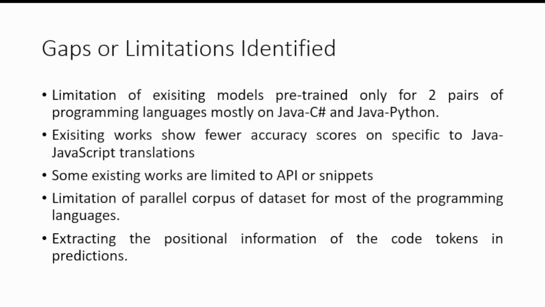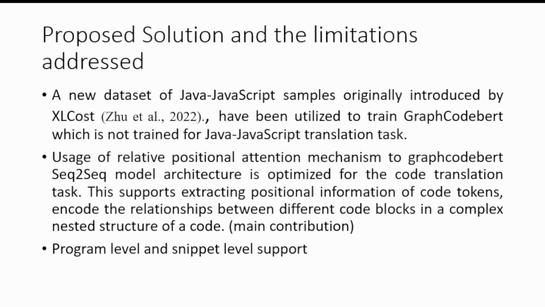Some existing works are limited to APIs or snippets, and the limitation of parallel corpora of datasets for most of the programming languages is high. Then there is extracting the positional information of the code tokens in predictions. The last point is where my contribution comes into place, by using a new attention mechanism called the relative positional attention mechanism. Now I will go through my contribution, or the proposed solution, and the limitations that I have addressed.